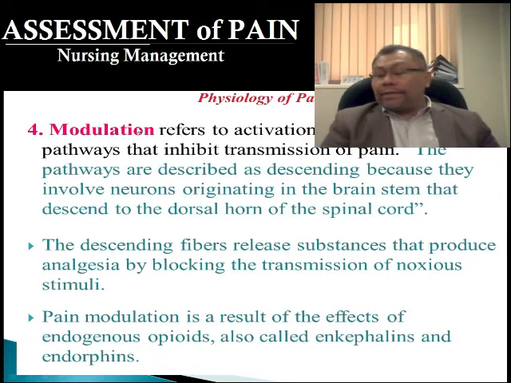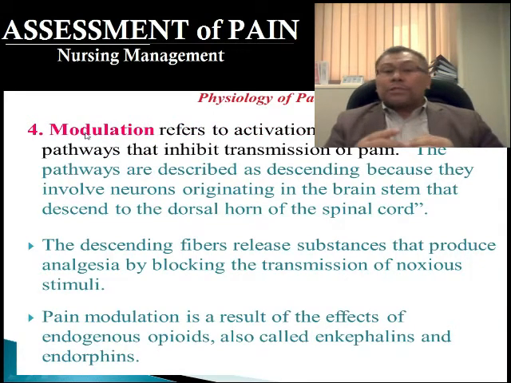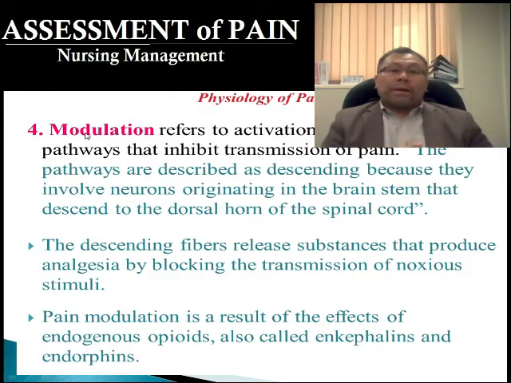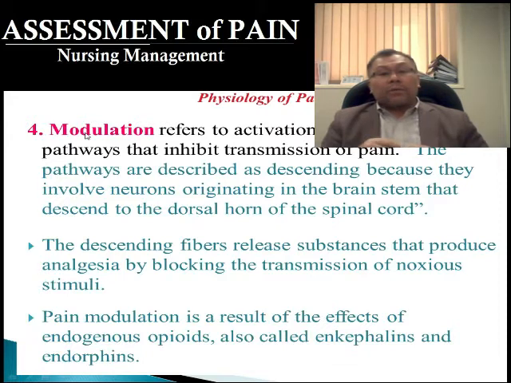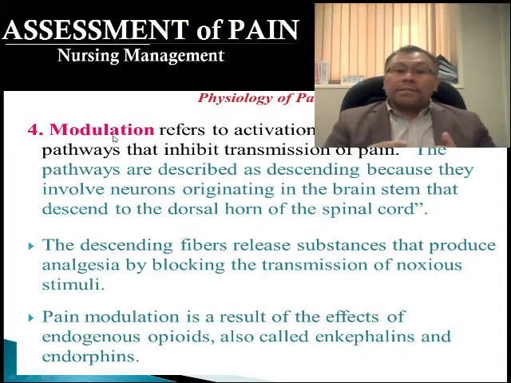So we have the fourth, the modulation. It refers to the activations of descending neural pathways that inhibit transmission of pain. So here, the pathways are described as descending because they involve neurons originating in the brain stem that descend to the dorsal horn of the spinal cord.